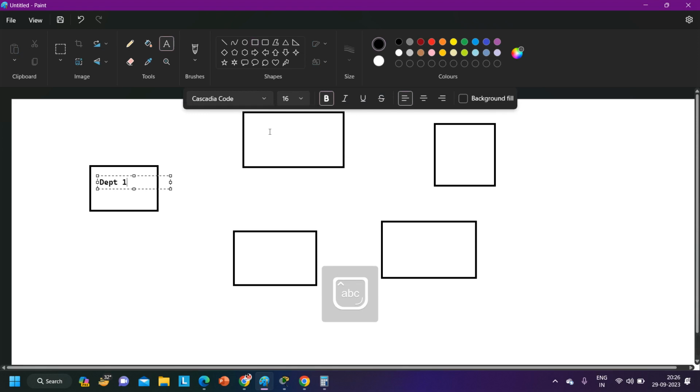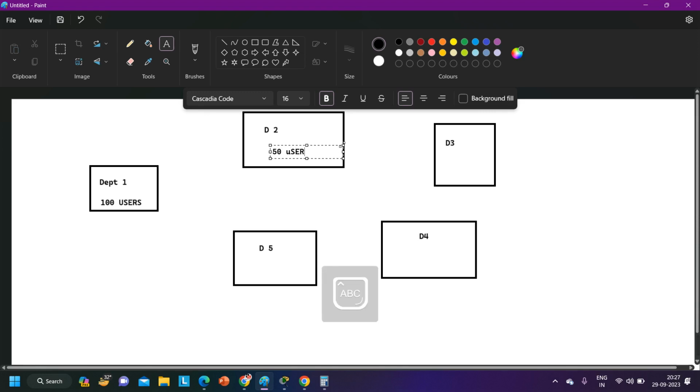Department 1, Department 2, let me write D2, D3, D4, and D5, Department 5. In Department 1, let's say I need 100 IP addresses. 100 users are there in Department 1. In Department 2, let's say 50 users are there.